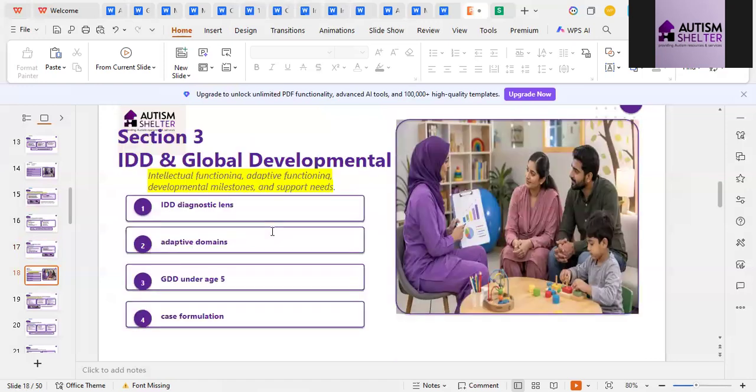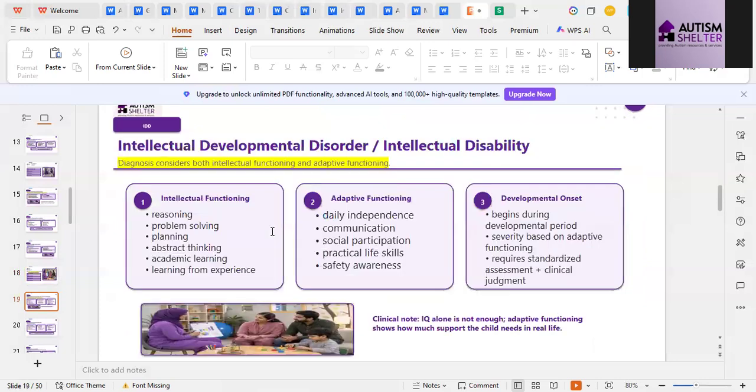Okay, let's go for IDD and global developmental delay. For IDD, there are two major things you have to look at. For example, if I ask what is the diagnostic criteria of intellectual developmental disorder, or for an ID student, the ID child, what does he or she have that you are diagnosing that he is an ID child.